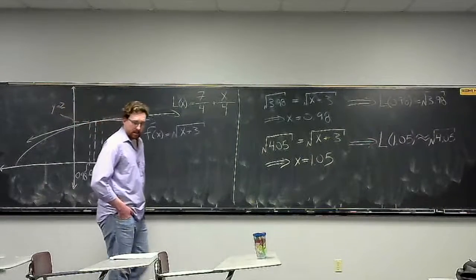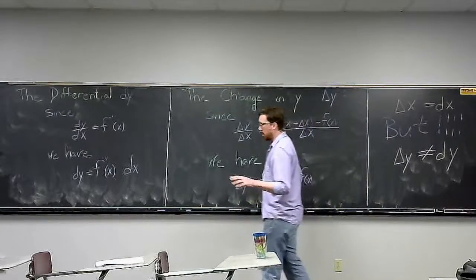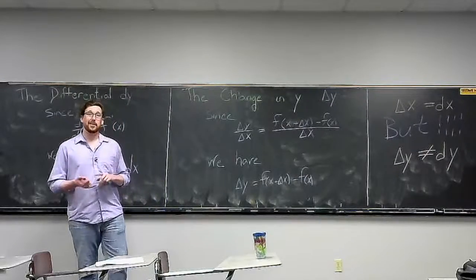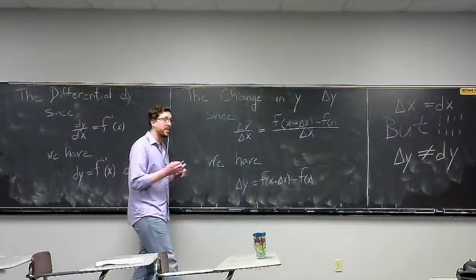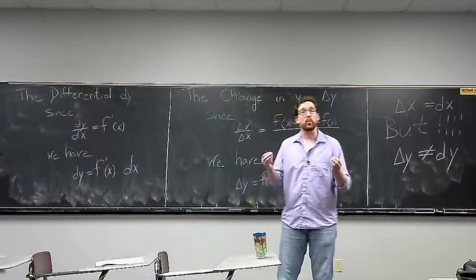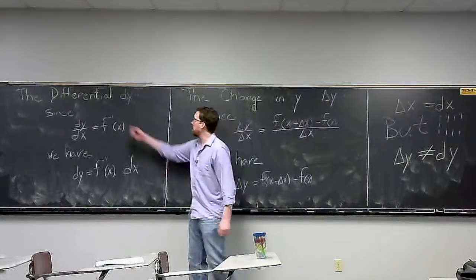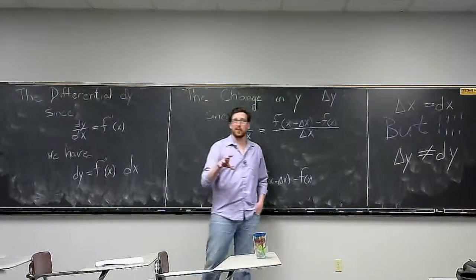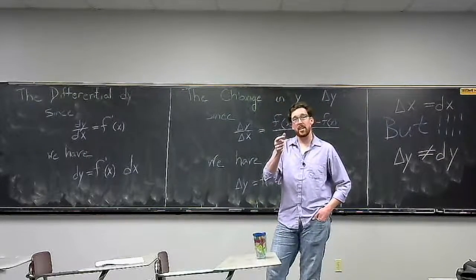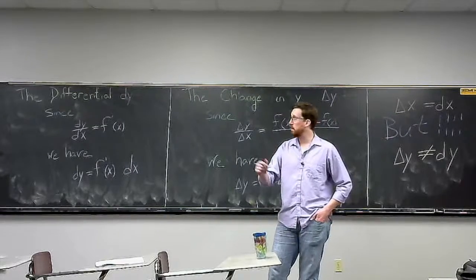Having said that, let's keep chugging along. Now to wrap up this section, there's two things that I want to talk about really quick. First is the differential dy, and the second is the change in y, and what these things actually mean. So looking at the differential dy, this is a way of measuring how much that tangent line is going to change relative to changes in x.